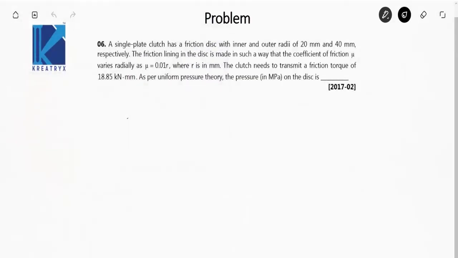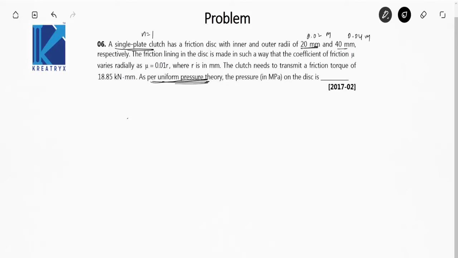Next question is based on uniform pressure theory. A single plate clutch has a friction disc with inner and outer radii. So a single plate clutch is given, that is n is equal to 1, the number of friction surfaces is 1. You have been given the inner and outer radii directly: 0.02 meter is the inner radius, and the outer radius is 0.04 meter.